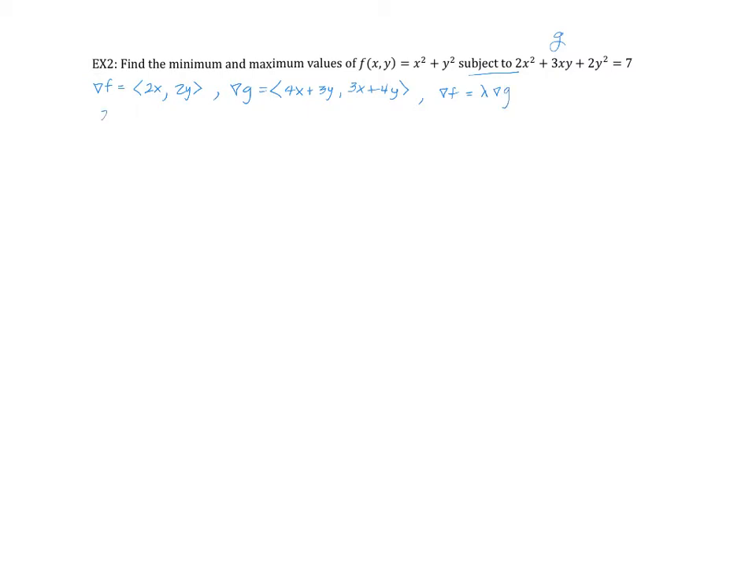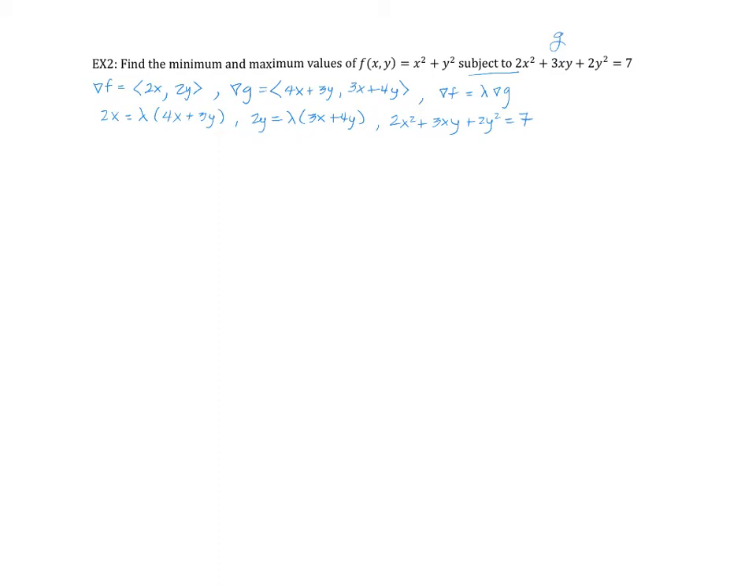That will give me these two equations: 2x equal to lambda, and I'm going to keep this in parentheses, 4x plus 3y, and 2y equal to lambda in parentheses 3x plus 4y. Now remember, I can also use my constraint equation, which is 2x squared plus 3xy plus 2y squared equal to 7. I don't have to set that equal to 0.